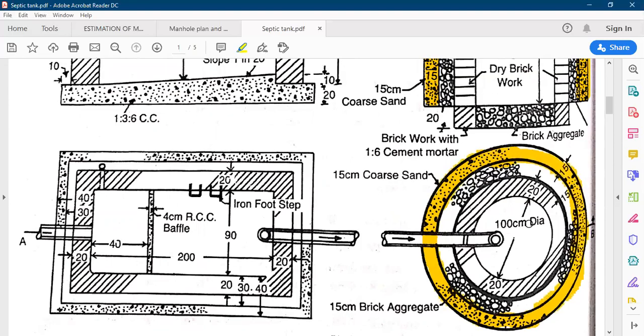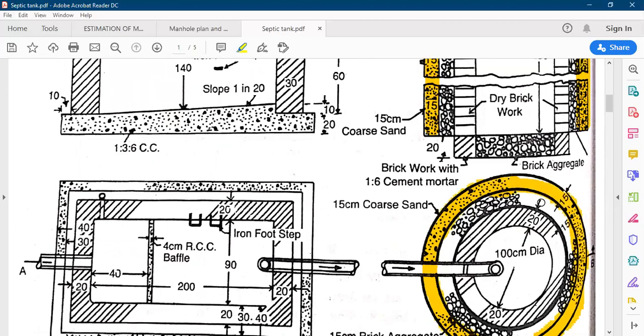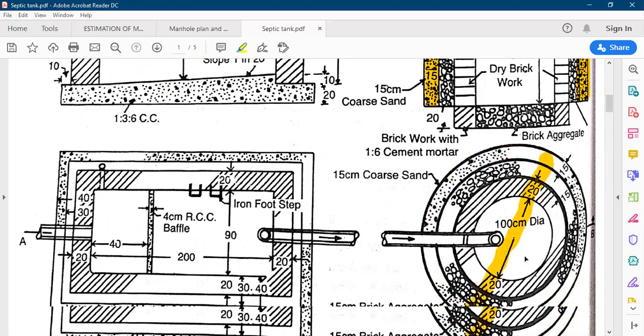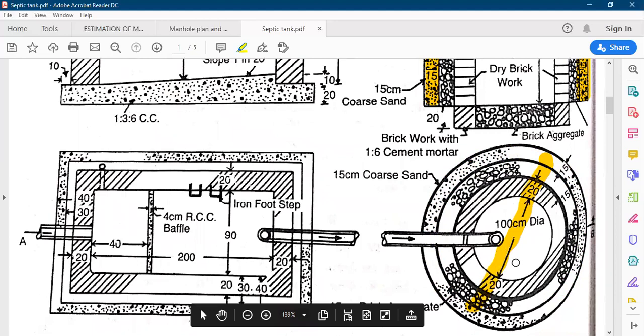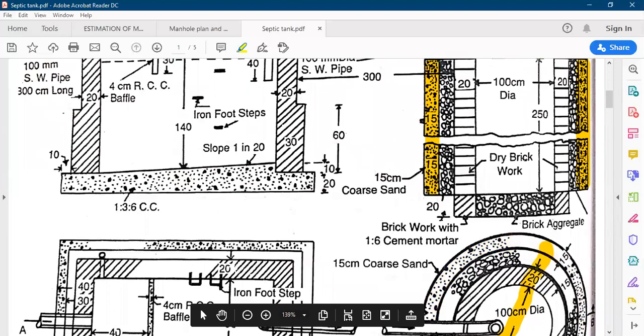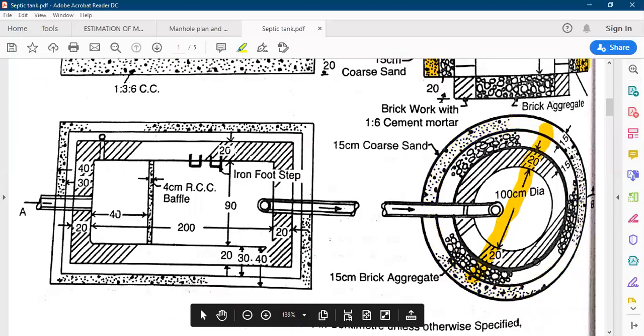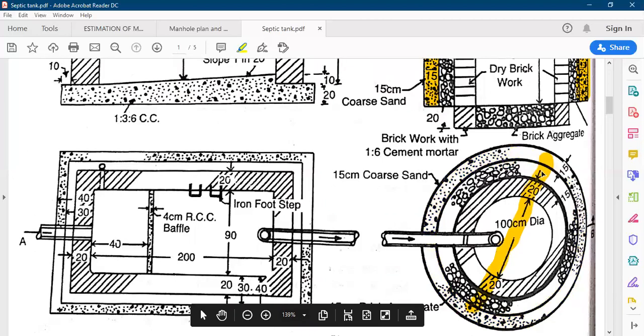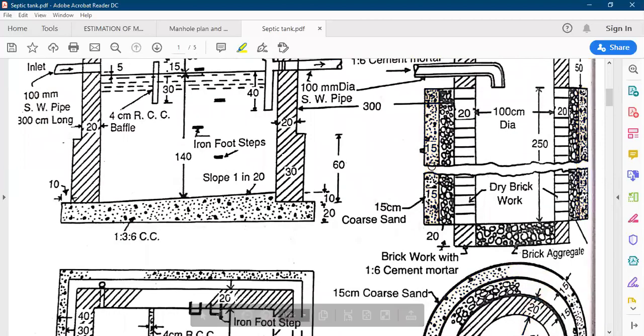Now we have to calculate the diameter and circumference. To calculate the circumference, we have to calculate the center line length, that is the center diameter, from here to here. That is 100 centimeters inner diameter plus 20 on both sides, 140, plus 50 on both sides, it is 170. 170 plus 7.5 this side, 7.5 this side, it is 185. That is 1.85, from the middle of this coarse sand layer to the middle of the coarse sand layer on the other side.